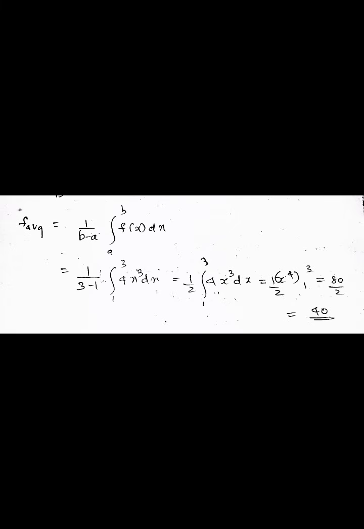That is, this is equal to 1 by 3 minus 1 integral over 1 to 3 of 4x cube dx, and this is equal to 1 by 2 integral over 1 to 3 of 4x cube dx, and this is equal to x raised to 4 by 2, where the limit goes from 1 to 3. This is equal to 80 by 2, and this is equal to 40. So the answer is 40.